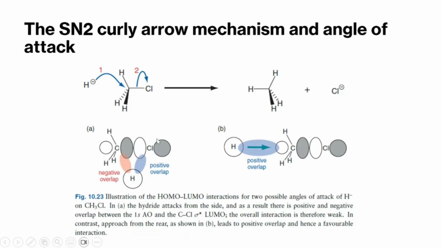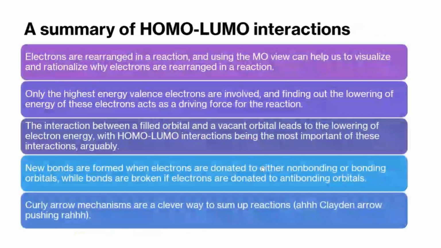And in addition, here's a visual representation of the angle of attack. You can see, especially in organic chemistry, why they call it backside attack. You have to attack that carbon from the back if you want to get the most positive overlap, and thus have the reaction proceed. So that's just the curly arrow mechanism and why the angle of attack is useful.